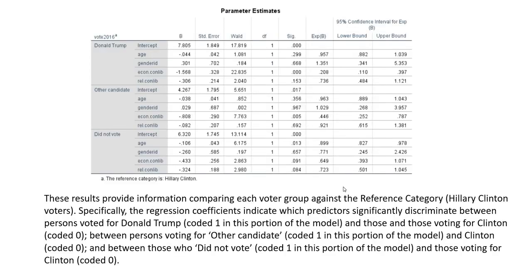Okay, so these results provide information comparing each voter group against the reference category. That's the Hillary Clinton voters. Specifically, the regression coefficients indicate which predictors significantly discriminate between persons who voted for Donald Trump, which in this case would be coded 1 in this particular comparison, against those voting for Clinton, which would be coded 0 for that comparison. Then we have a comparison between the other candidate group, coded 1, and Hillary Clinton, coded 0, and then we have did not vote. That group would be coded 1, Hillary Clinton coded 0.